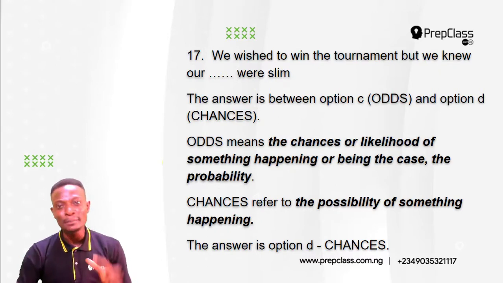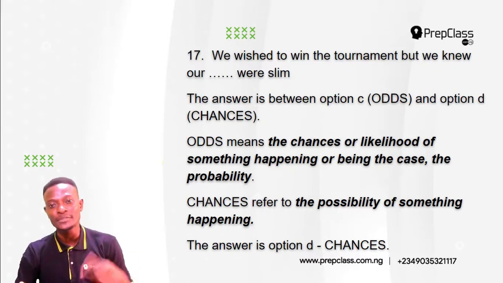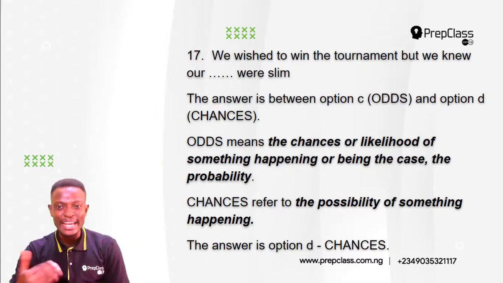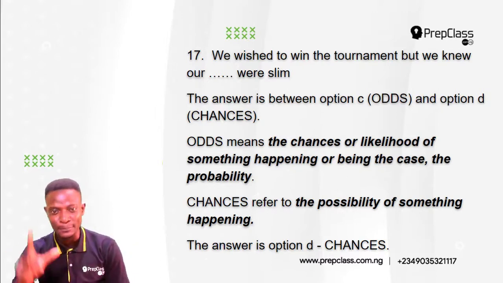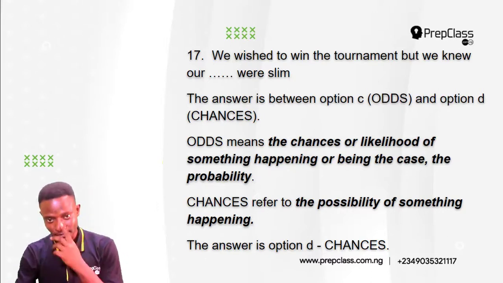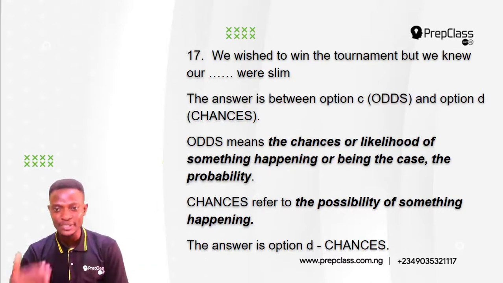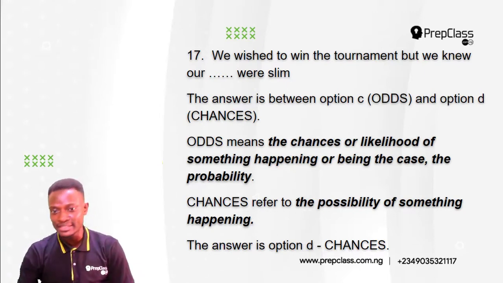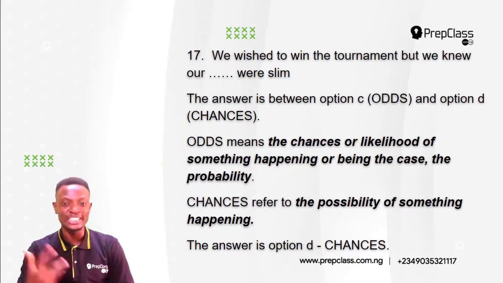Now, odds means the chances or likelihood of something happening or being the case, the probability of something happening. Chances refers to the possibility of something happening. So you can see that both words have similar meanings. Now, the answer to this question is option D, chances.